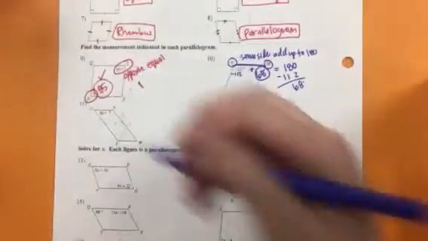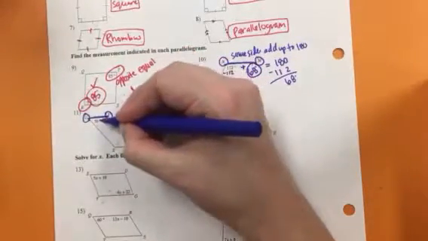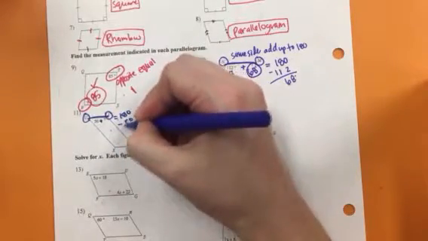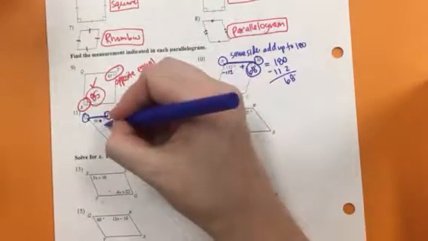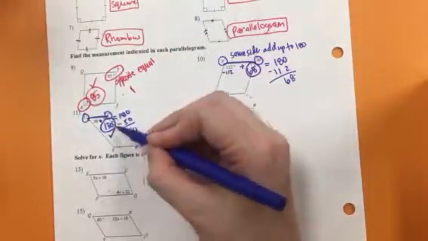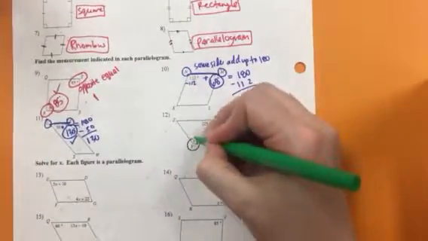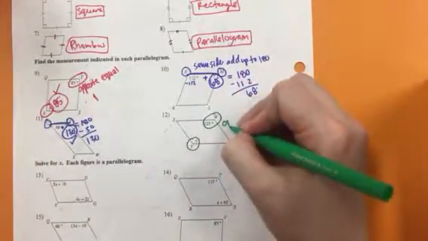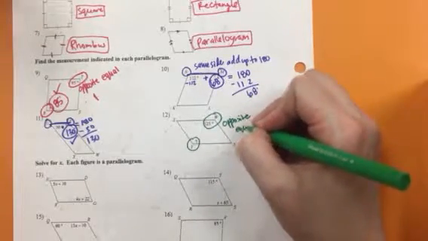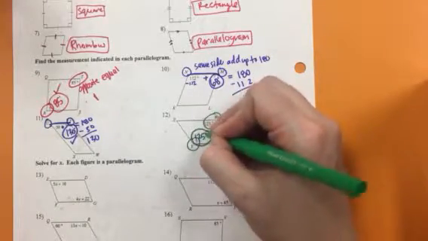On the next one, we have U and V, and they're on the same side, which means they should add up to equal 180 minus the 50. So we know that this missing angle is 130 degrees. On 12, we have opposite angles. Opposite means they're the same size, so they're equal. So this will equal 125 degrees.